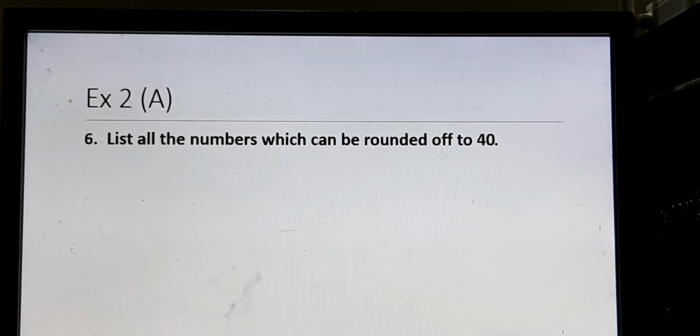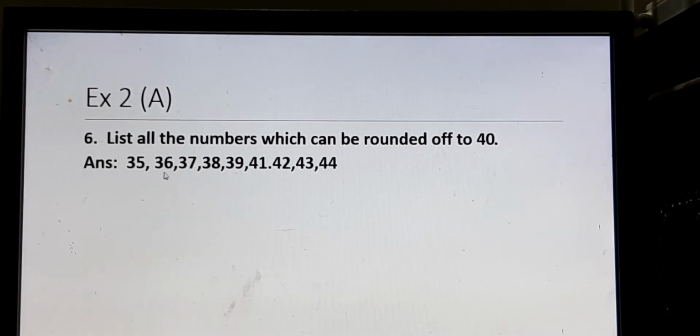After 40, 41 can also be rounded off to 40. So, 41, 42, 43, 44. Till 44 we can round off, isn't it? After 44, if you put 45, that will not be correct because 45 will be rounded off to 50. So, our answer range is from 35 to 44. Let us see. Yes, 35, 36, 37, 38, 39, then 41, 42, 43 and 44. So, this is our answer range. These are the numbers which can be rounded off to 40.